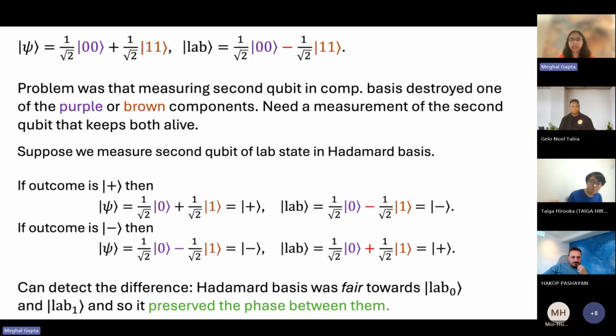And in general, the higher level reason why this algorithm works, why this basis was a good measurement, was because the Hadamard basis was fair towards lab 0 and lab 1. Regardless of which of the two outcomes we got, plus or minus, we kept a little bit of the purple and brown alive in both cases. And so when we measured the first qubit, there was still a phase difference left for us to detect when we ran our test on the first qubit, to detect whether the lab state reduced to the first qubit was in fact what we expected it to be or not. So does this general intuition make sense?